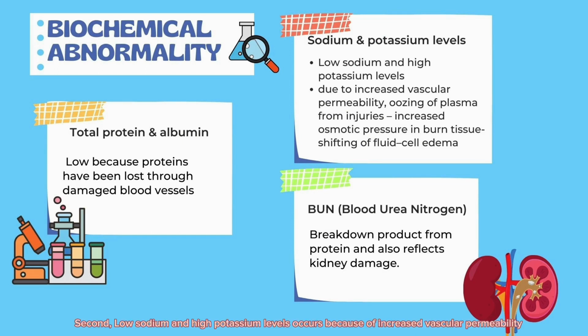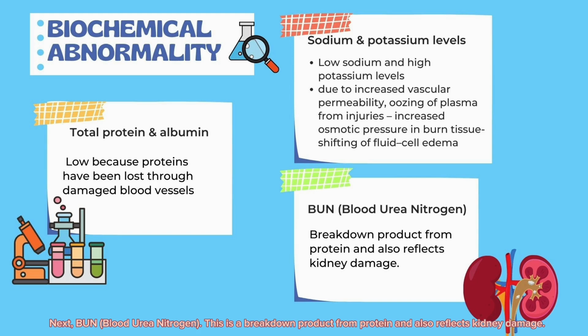Second, low sodium and high potassium level occur because of increased vascular permeability, oozing of plasma from injuries, thus increasing osmotic pressure in burn tissue, shifting of fluid and cell edema. Potassium level increased because of massive tissue necrosis and breakdown of red blood cells.